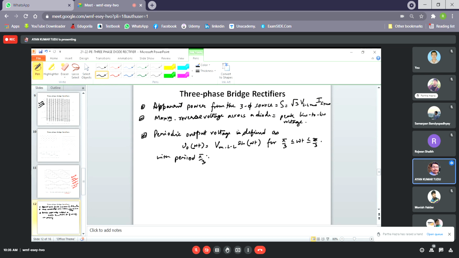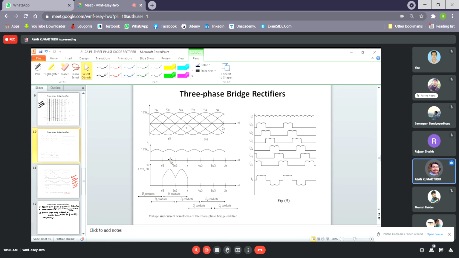Why have we taken a period of pi by 3, rather than 2 pi? Just for the purpose of determining the Fourier series coefficients. The period is defined as V0 of omega t equal to VML, the peak line to line voltage, times sine omega t. So basically we are taking this portion, from pi by 3 to 2 pi by 3. We are talking about our phase R here only.